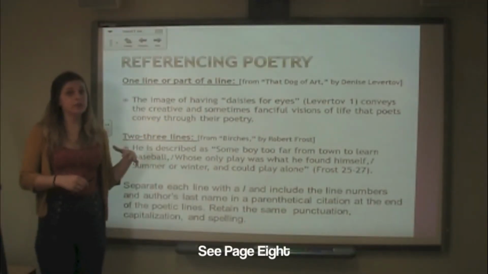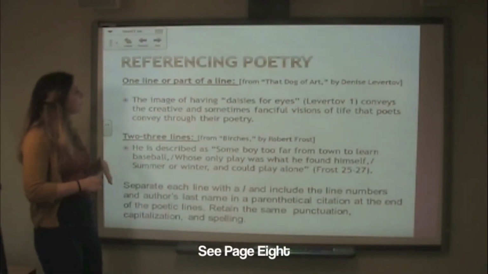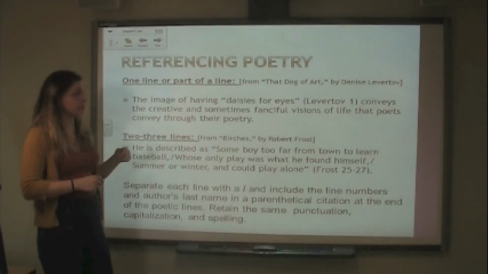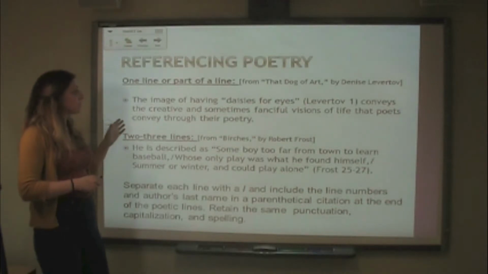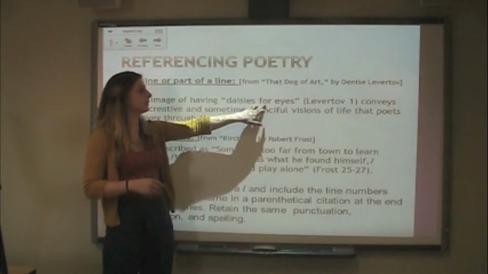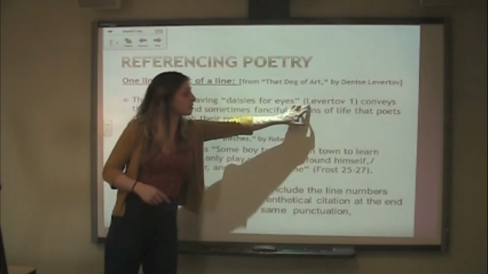So this is on page 8 of the handout, and this is referencing poetry. So one line or part of a line, now we're going to just use That Dog of Art by Denise Levertov. Notice here, this is just a line from, this isn't a full line, it's just part of a line from the poem, that the citation is directly after.